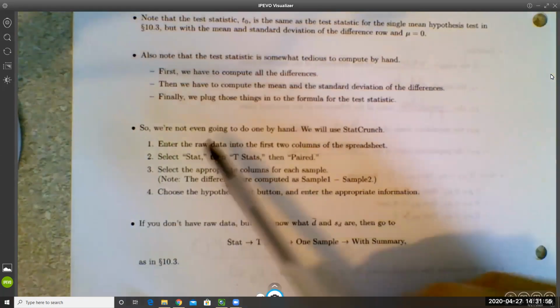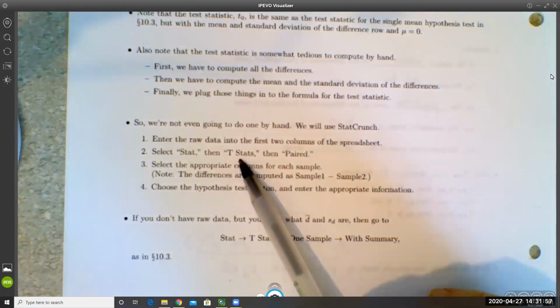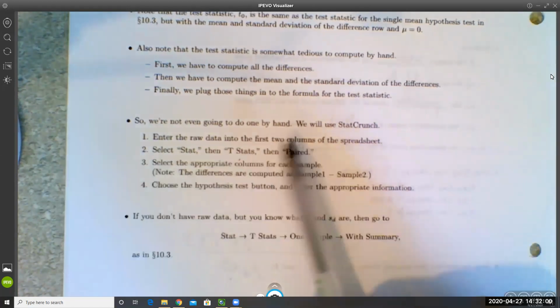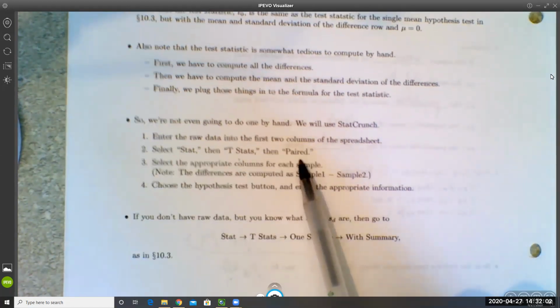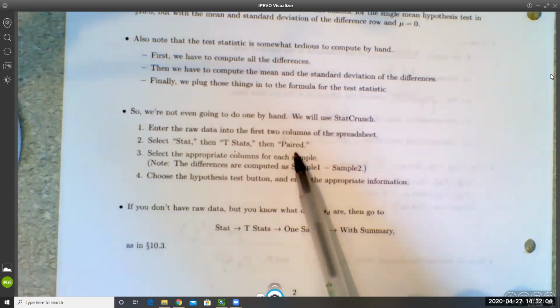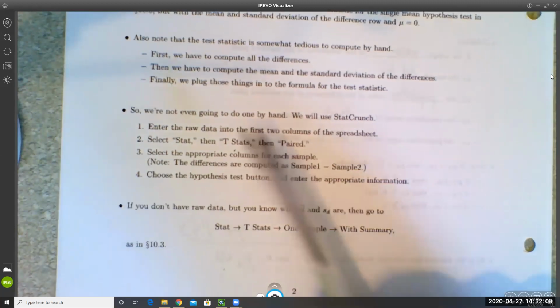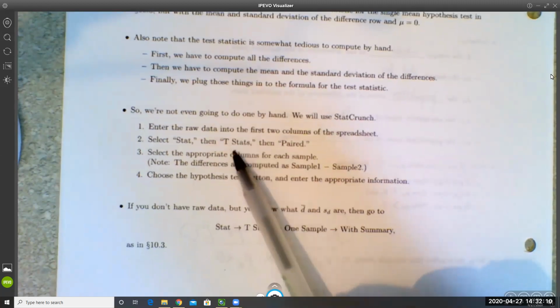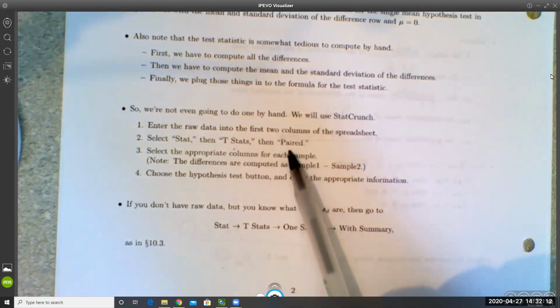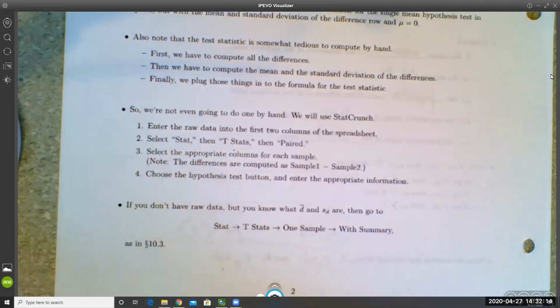Okay, in StatCrunch, we're going to go to Stat, T Stats, just like before, but then we're going to go to Paired, because our data in this case is going to come from matched pairs, right? They come in matched pairs, so we go Stat, T Stats, because we're testing a mean, and then Paired, because the sample data come in matched pairs.